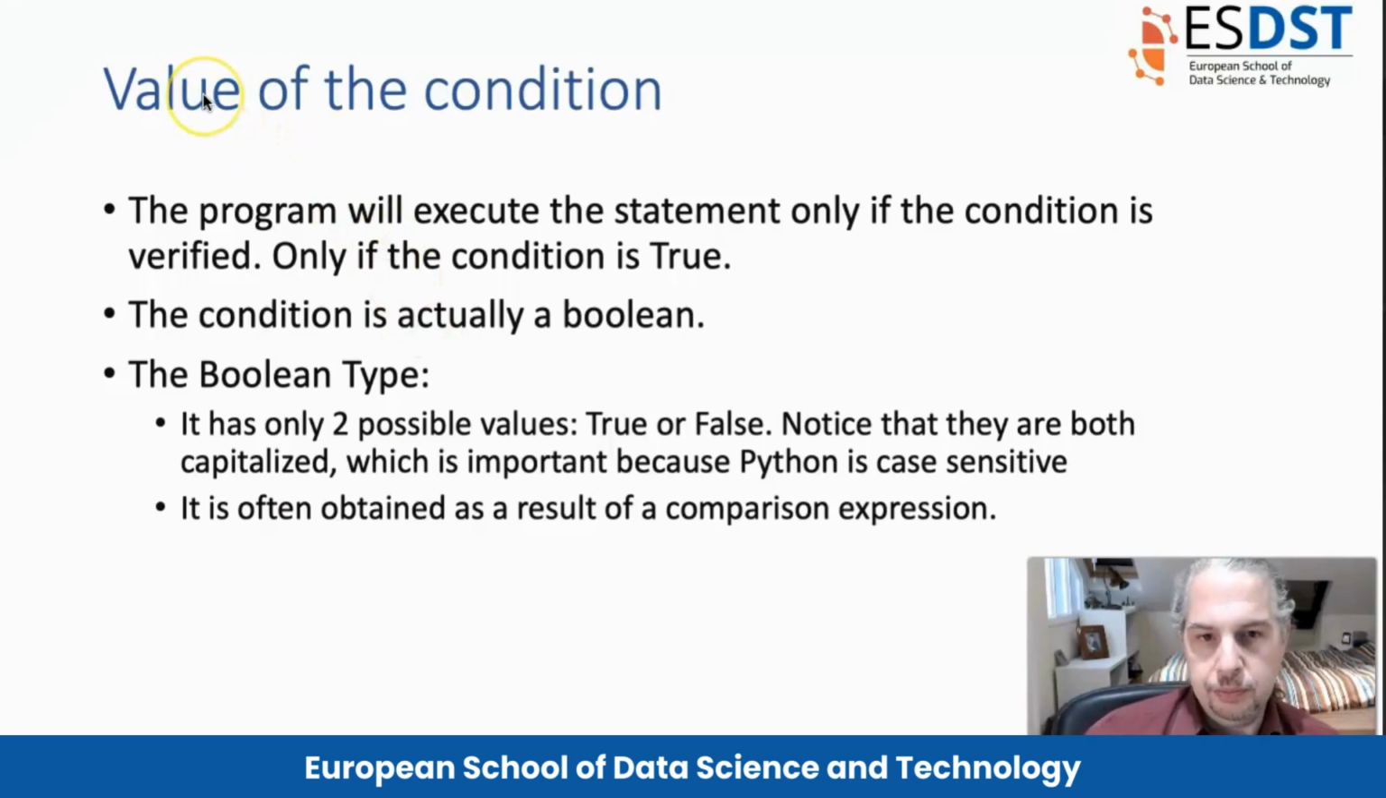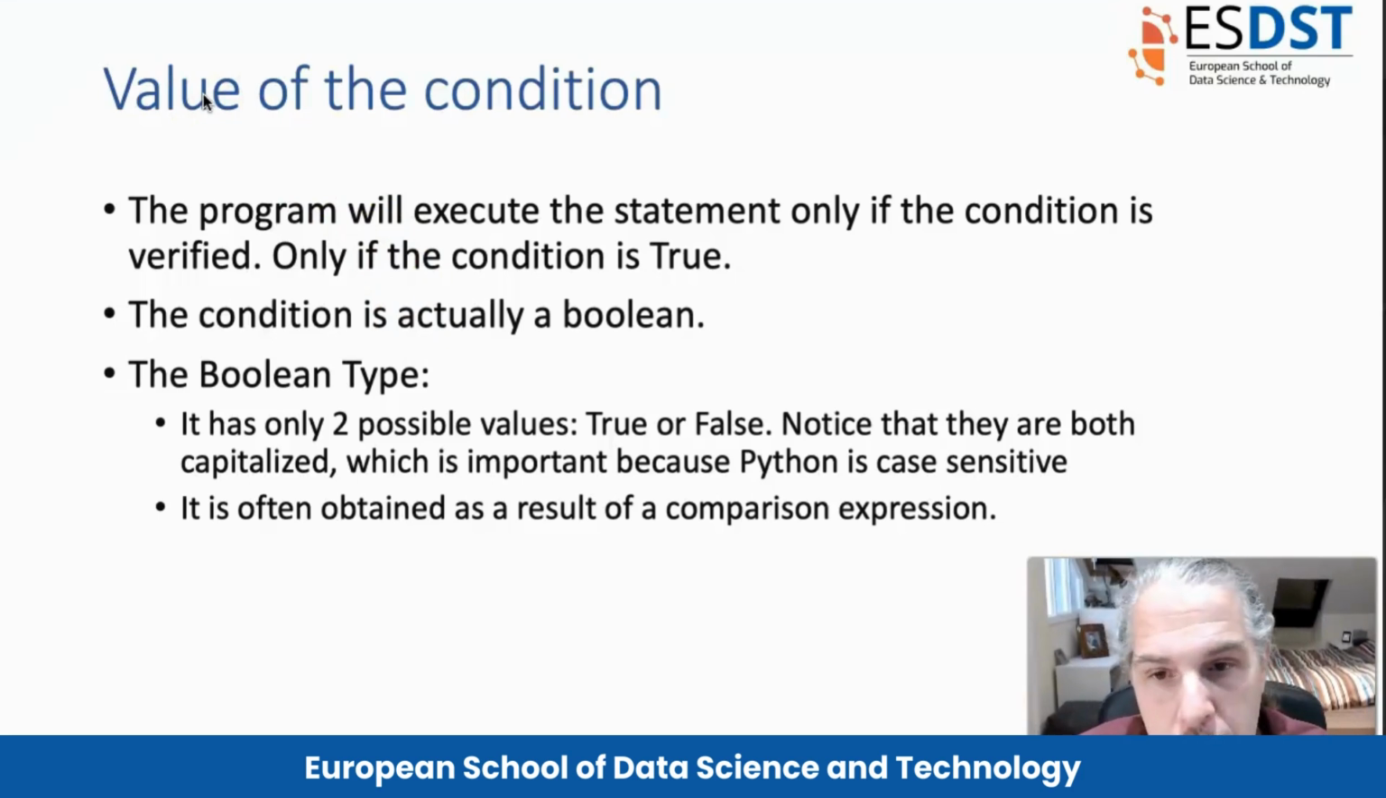Now, what is the condition? We said that the program will execute the statement only if the condition is verified, i.e. only if the condition is true. Careful, I'm writing the True here with a capital T because that's the way that is used in Python. The condition is a Boolean expression. A Boolean expression is a statement, it's not a question. It's a statement that can have one of the two possible values. It can either be True or False. They are capitalized on the first letter because that's how Python will use them, and Python is case sensitive.